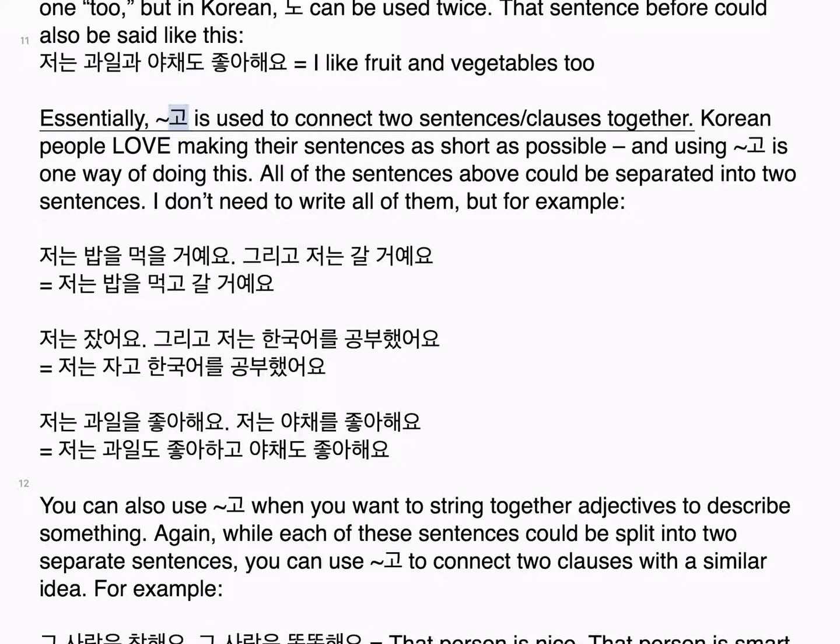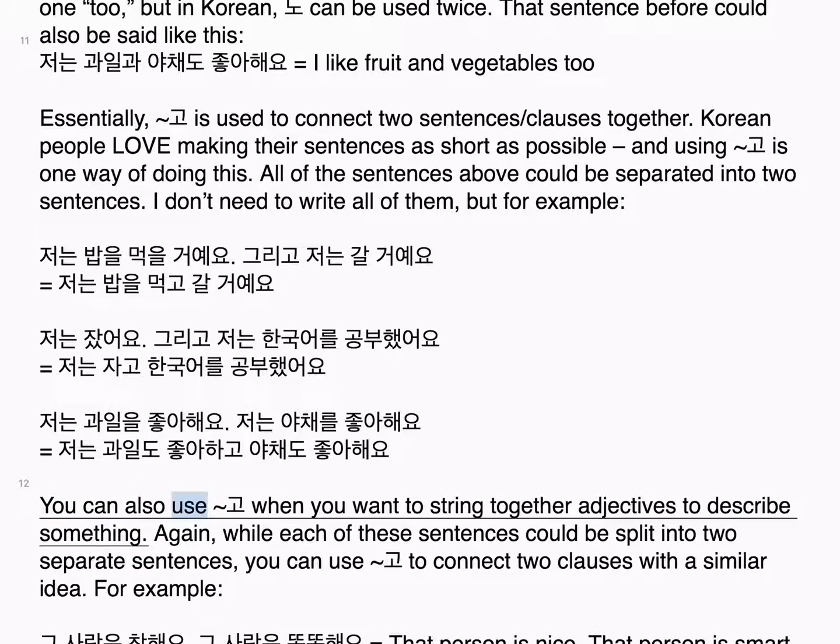Essentially, 고 is used to connect two sentences or clauses together. Korean people love making their sentences as short as possible, and using 고 is one way of doing this. All of the sentences above could be separated into two sentences. I don't need to write all of them, but for example, 저는 밥을 먹을 거예요. 그리고 저는 갈 거예요. 저는 밥을 먹고 갈 거예요. 저는 잤어요. 그리고 저는 한국어를 공부했어요. 저는 자고 한국어를 공부했어요. 저는 과일을 좋아해요. 저는 야채를 좋아해요. 저는 과일도 좋아하고 야채도 좋아해요.